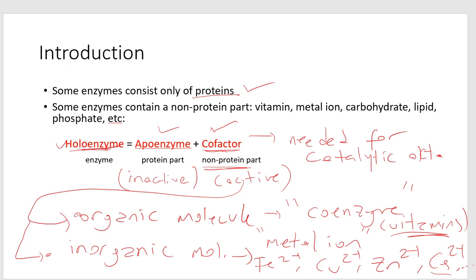Okay. I just want to clarify one point here with the apoenzyme. We said this is inactive. The apoenzyme is inactive, and it needs a cofactor to be active as an enzyme. But if that part, the apoenzyme, denatures, again, this enzyme loses its catalytic activity. It won't be active anymore if there's a denaturation of that protein part, the apoenzyme. Okay, let's move on.